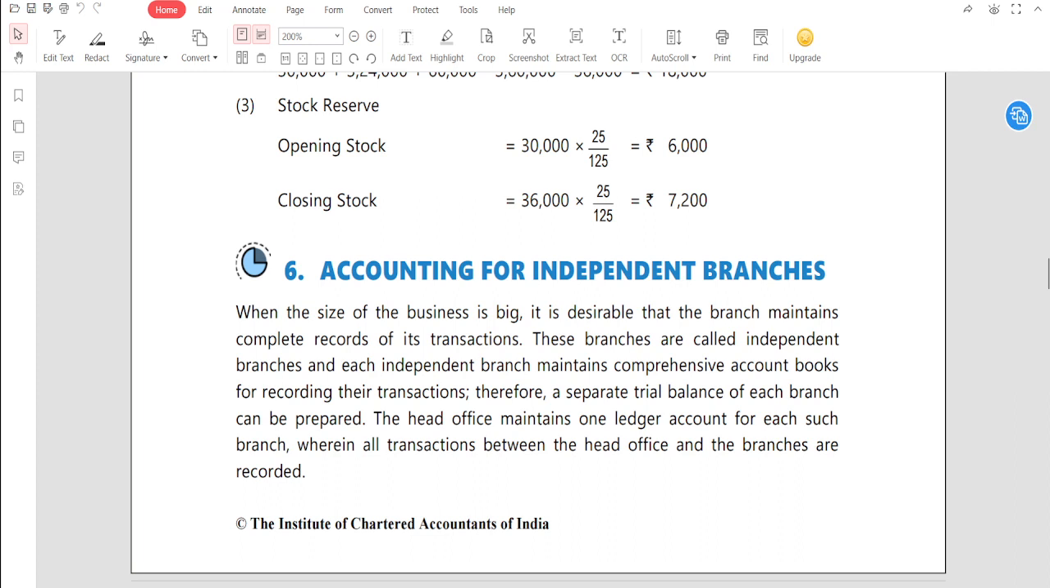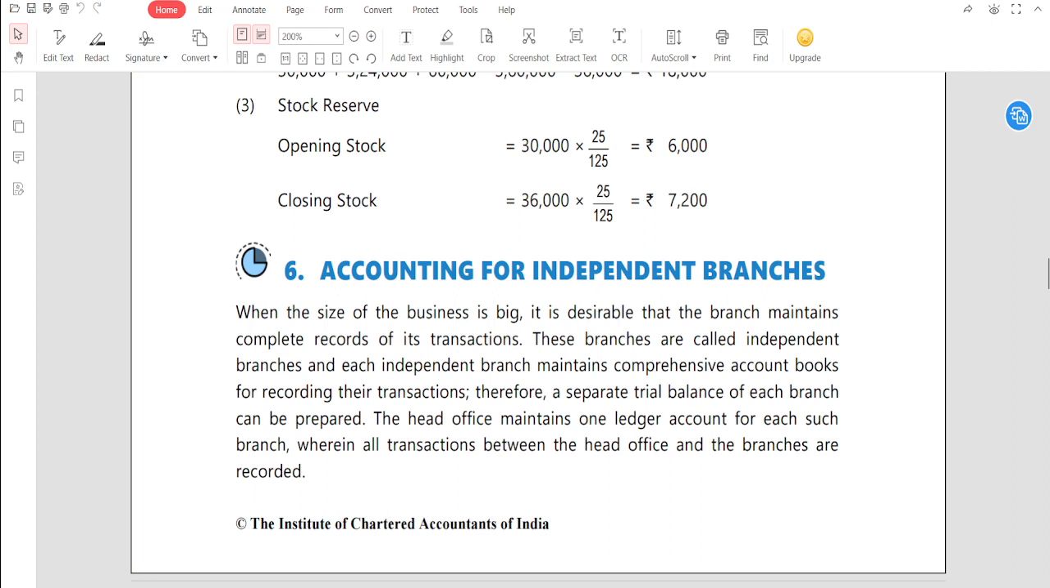And if this happens in the case of head office and branch, then this system of maintaining a separate account in the books of its own is actually called an independent branch. So these branches are called independent because each independent branch maintains comprehensive accounts. Comprehensive means detailed accounts, books to record all the transactions. A separate trial balance of each branch can be prepared, and the HO maintains one ledger account for each such branch wherein all transactions between the HO and that particular branch are recorded.